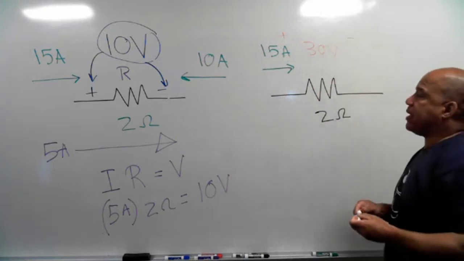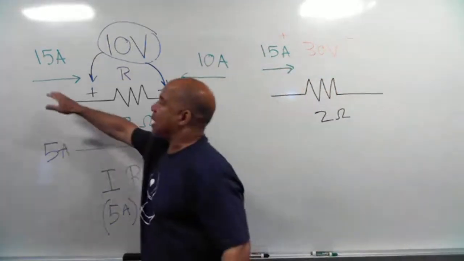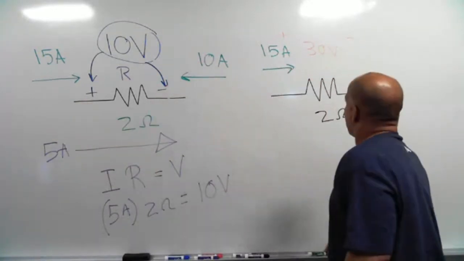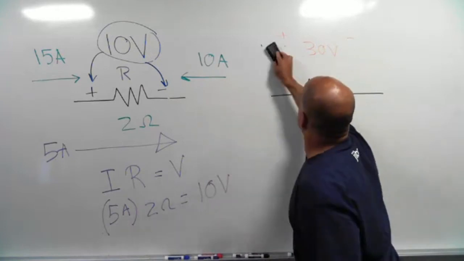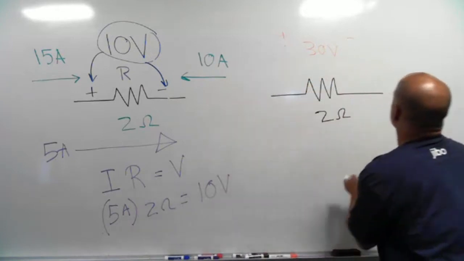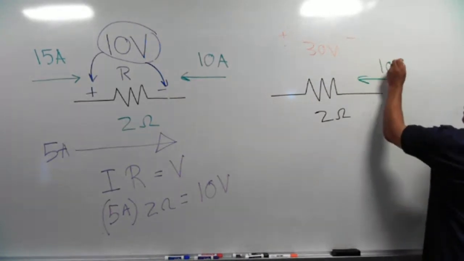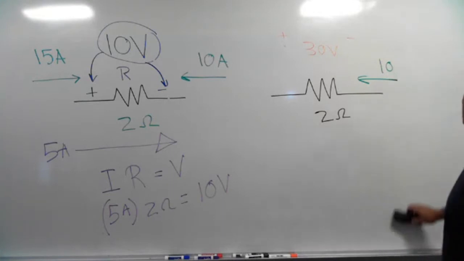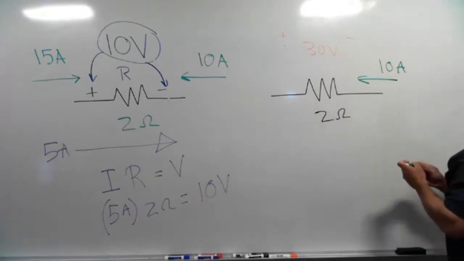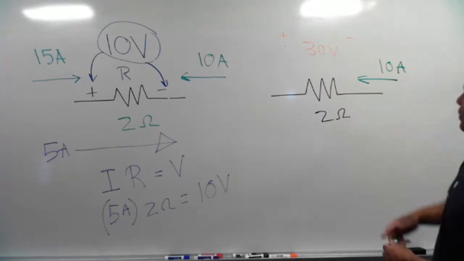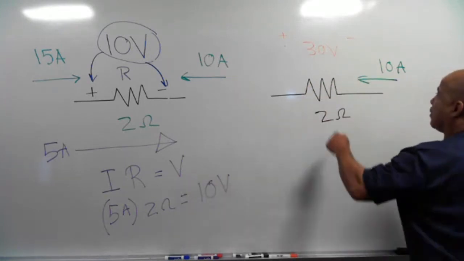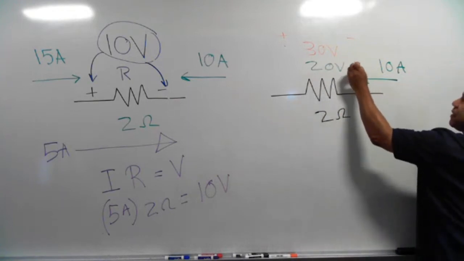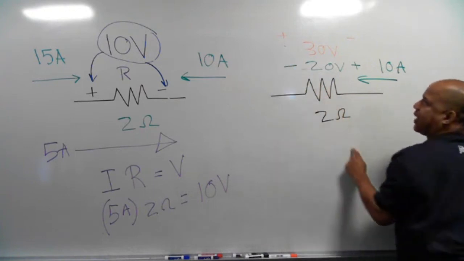Now you're going to say, all right, I'm going to act like the 15 amps doesn't exist. The only current that exists is the 10 amps. If the 10 amps were the only current through the resistor, then using the same kind of logic, the same equation, I would take the current times the resistance. Using this equation, I get 20 volts. This time the polarity is positive on the right, negative on the left.